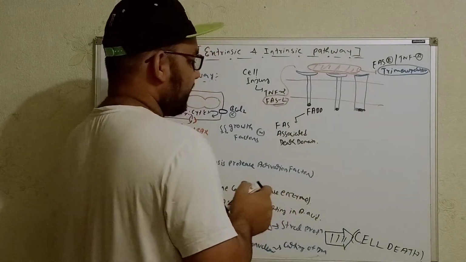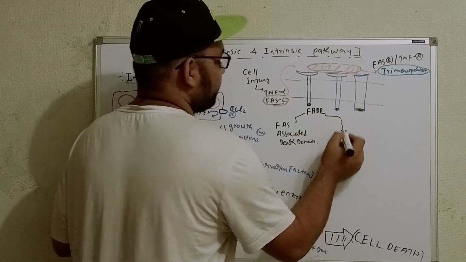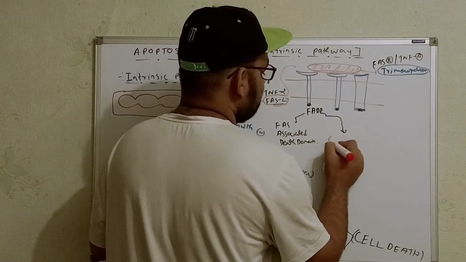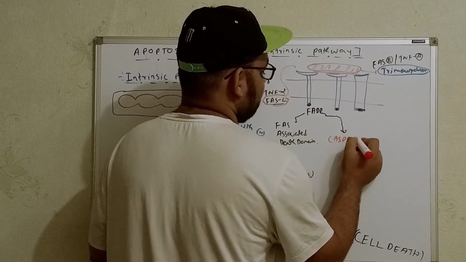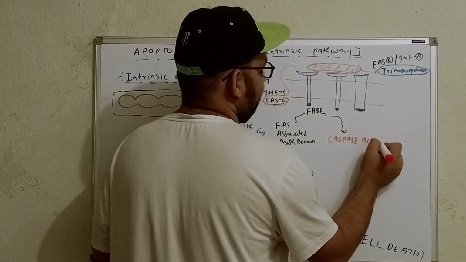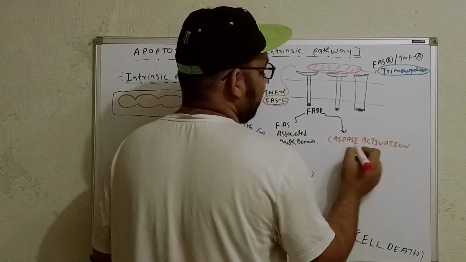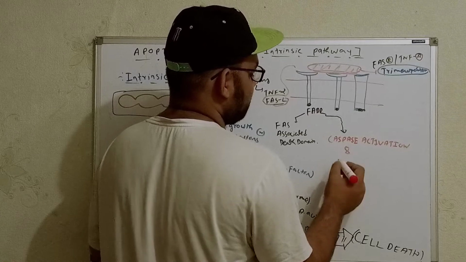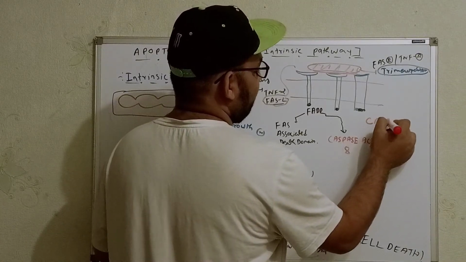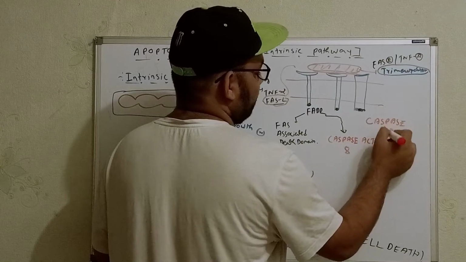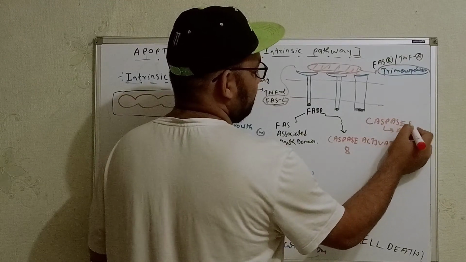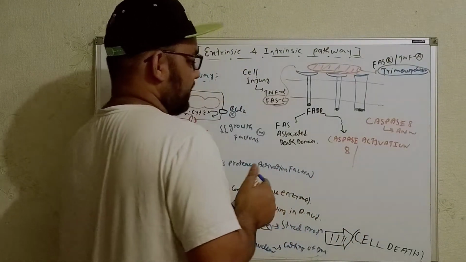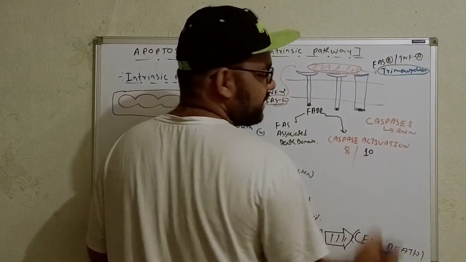And whenever they are activated, they can stimulate the process of caspase activation. And whatever caspase they activate, for example caspase 8, okay, in terms of animals. And in the case of human beings, there is another type of caspase that is known as caspase 10. This is caspase 10.